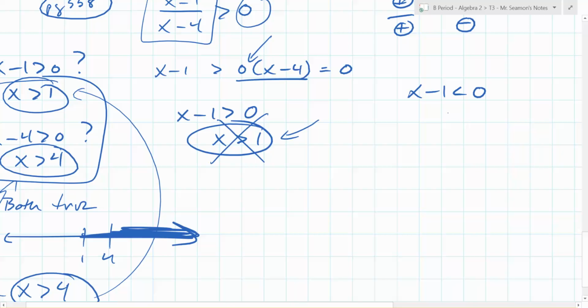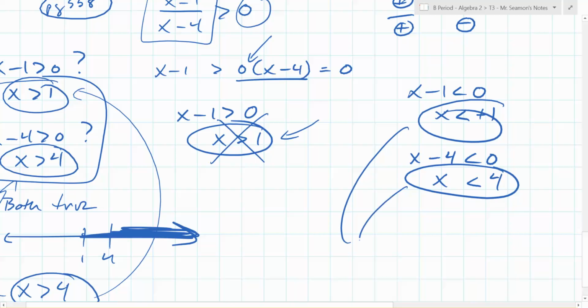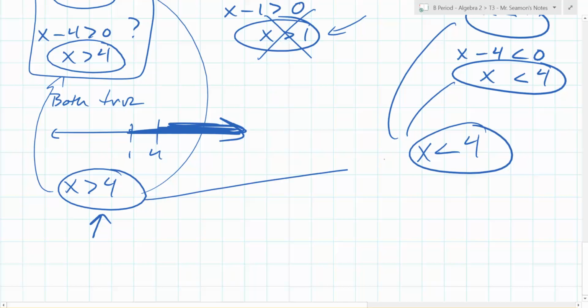When is X minus 1 negative? When X is less than 1. And then what about X minus 4? When is that less than 0? It's when X is less than 4. So when are both of these true? When X is less than 1. So the answer to this is either one of these.